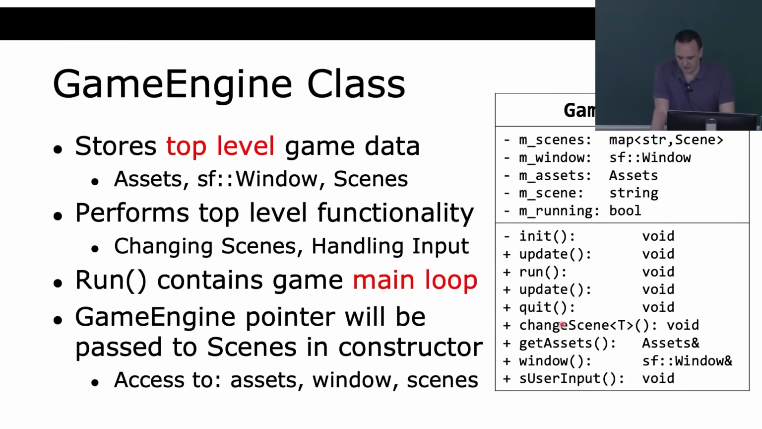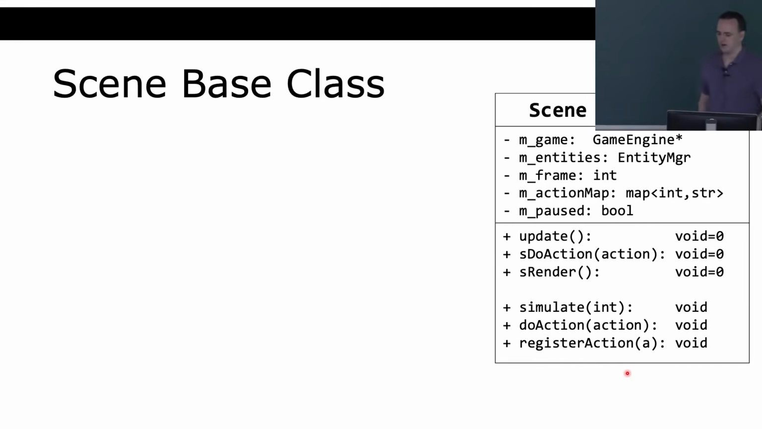Then we will have functions like change scene, so I can change to a different scene at any time. I could get the assets, I could do the user input, etc. Now, the scene class, again, we're going to have this base class of scene and then multiple derived classes, but there is functionality unique to the scene. There's functionality of a scene that every scene is going to want to implement. So we'll implement that functionality in the base class, and now all the unique functionality goes into the derived classes.